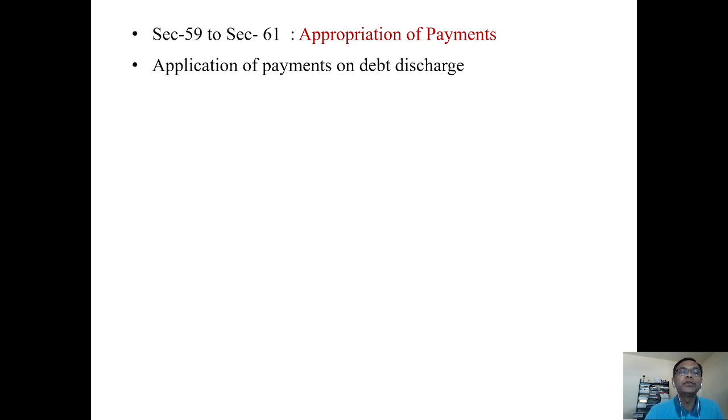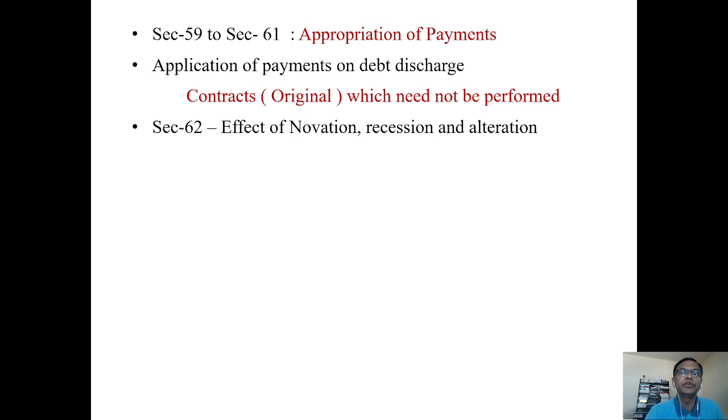Sections 59 to 61 deal with appropriation of payments. It means when there are multiple debts and a person pays the other person without specifying any debt, the person has a right to appropriate the amount received against each debt, whether specified or not specified. It is not much relevant to construction contracts. If you are interested, you can go through these sections.